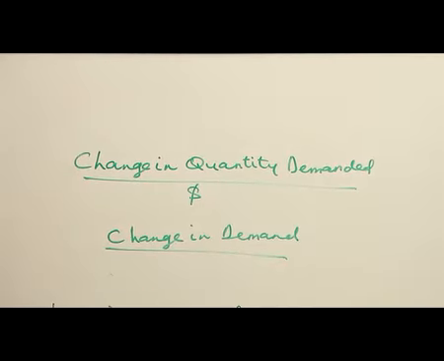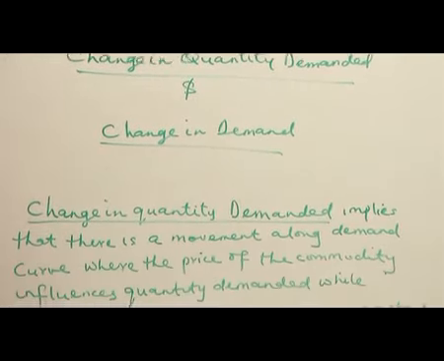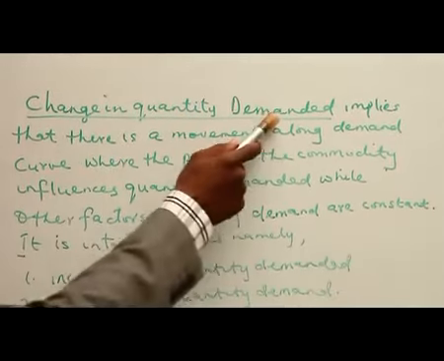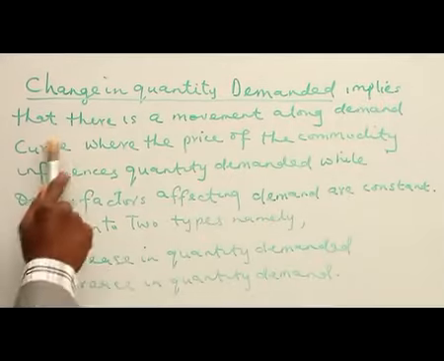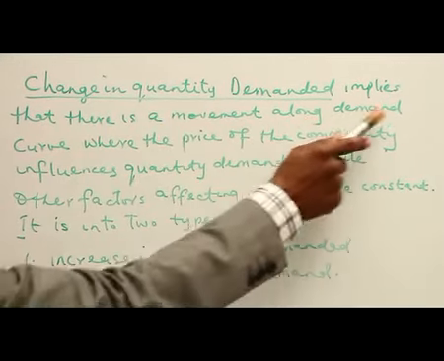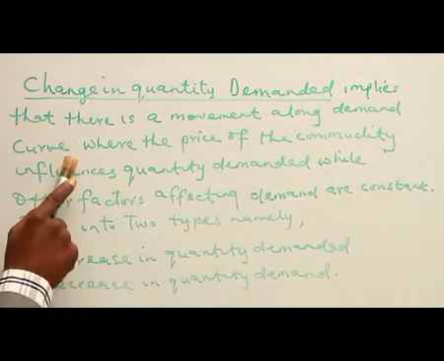Having explained the factors affecting demand, these factors can be grouped into two, irrespective of their number. One, change in quantity demanded, and two, change in demand. What do you mean by change in quantity demanded? Change in quantity demanded implies that there is a movement along the demand curve.